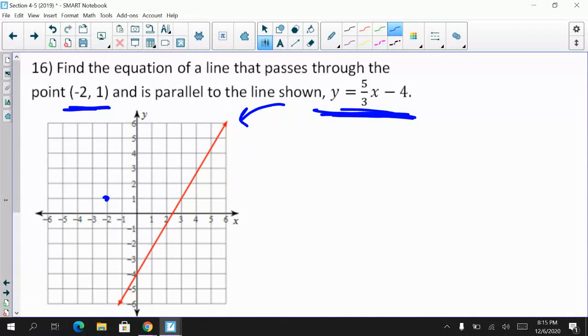So if it's parallel, it has to have the same slope, which is 5/3. So I'm going to do my rise over run. Up 5. 1, 2, 3, 4, 5 over 3. I can also go down 5, 1, 2, 3, 4, 5, and left 3. I'm going to try to draw this freehand. Not the best line in the world, but those lines are in fact parallel.